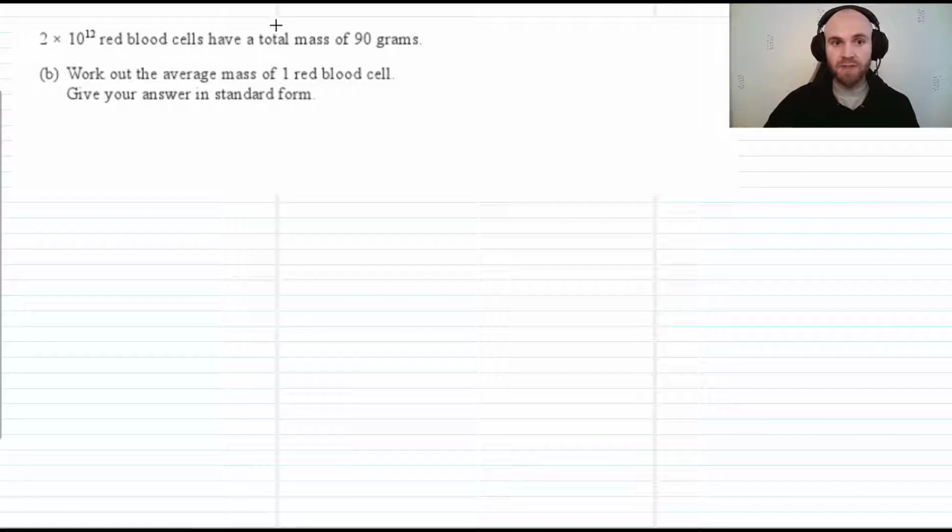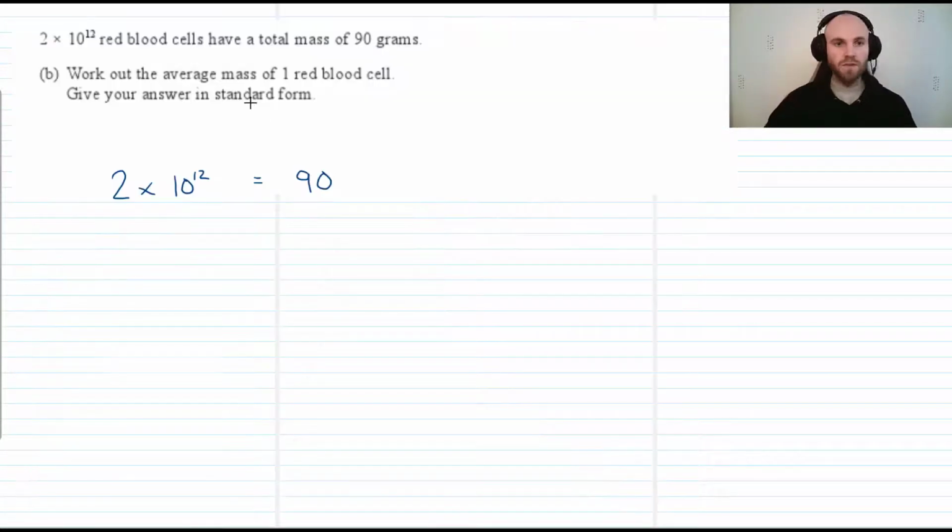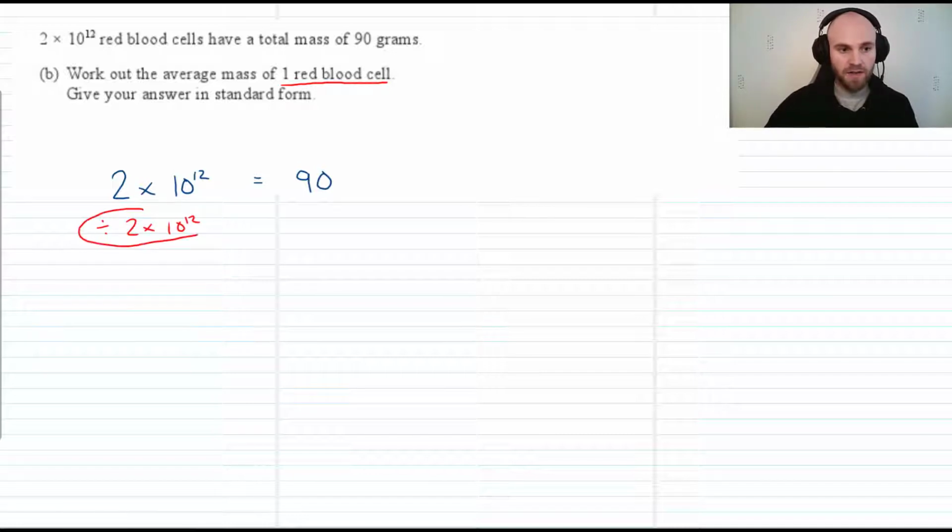So for part B, we are given that 2 multiplied by 10 to the power of 12 red blood cells have a total mass of 90 grams. Part B, work out the average mass of 1 red blood cell. Give your answer in standard form. So if we go to the cheat sheet, we're going to divide both sides by 2 multiplied by 10 to the power of 12 to find the value of 1 red blood cell. So we are given in the question that 2 multiplied by 10 to the power of 12 red blood cells equal 90 grams. So I'm going to reflect that here. But we are asked to find 1 red blood cell. So how do we make this into 1? Well, we are just going to divide both sides by 2 times 10 to the power of 12.